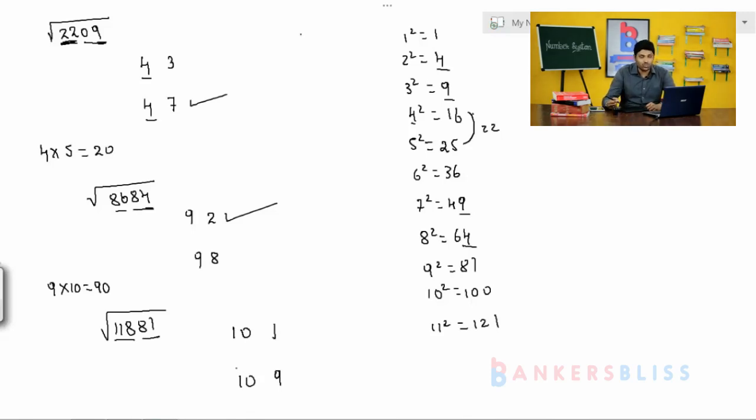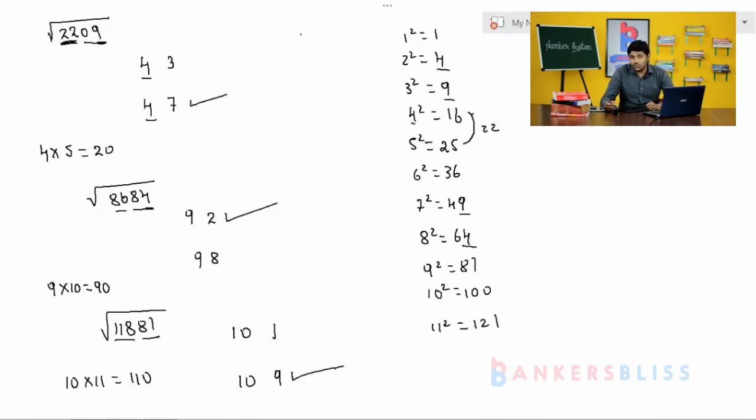But how do we know whether it is 101 or 109? See, consider the 10th digit, that is 10, into the successive number, that is 11. So, 110. 110 is less than 118. Therefore, obviously, the greater number should be your answer. The greater number is 109. So, this is how we calculate the square root for a perfect square number.